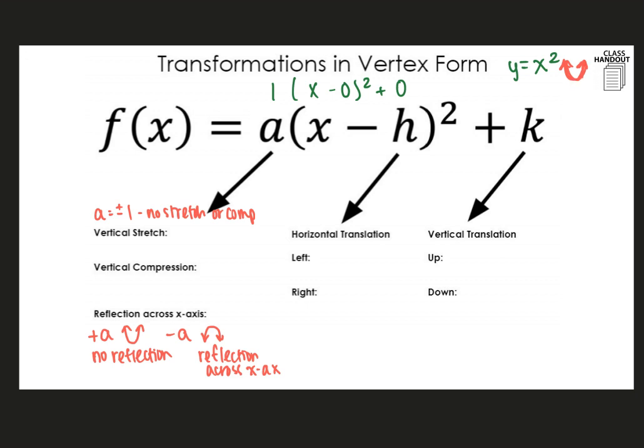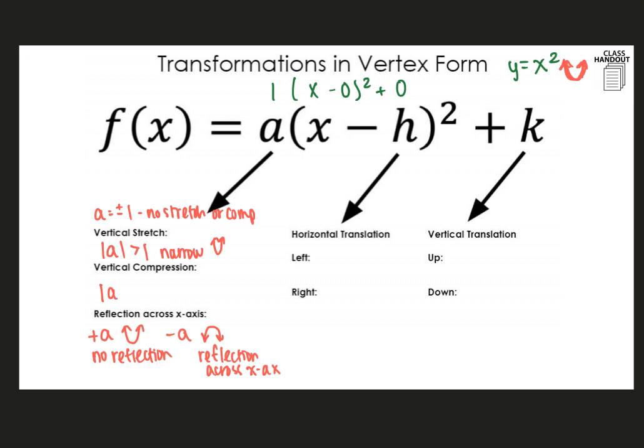A is also going to affect the width of our parabola. When the absolute value of a, so ignoring the sign, because we know the sign just affects whether it's reflected or not, is greater than 1, we say that there's a vertical stretch, which makes our parabola more narrow. You can think of it kind of like pulling a rubber band. So it's more narrow than our parent function.